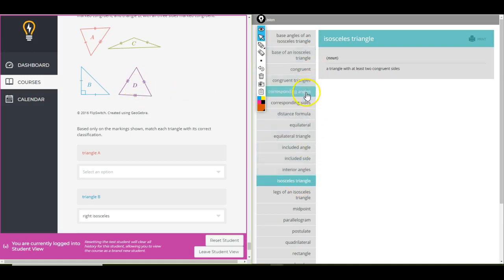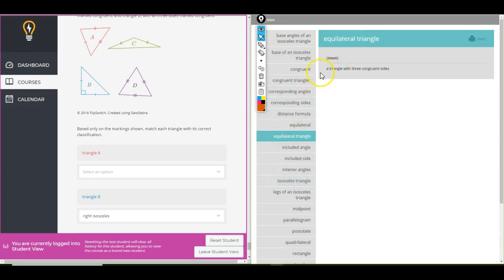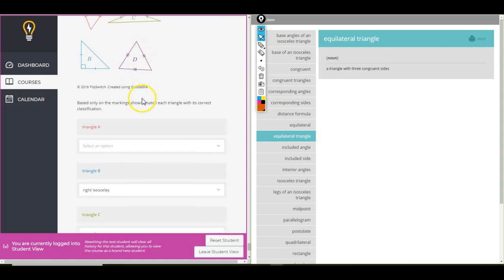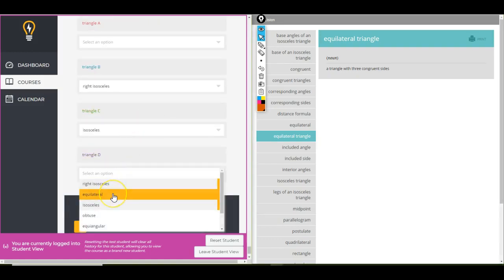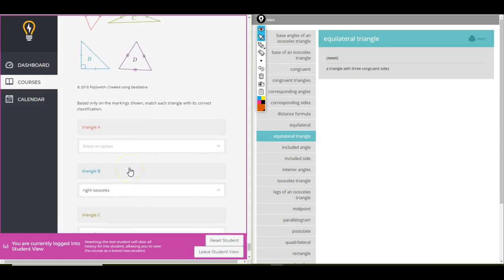So I'm just scanning through and I'm looking for a triangle. This says equilateral triangle, a triangle with 3 congruent sides. So I'm looking for tick marks that indicate all 3 sides are congruent. Triangle D has all 3 sides with 3 tick marks. So that does mean that it is an equilateral triangle.